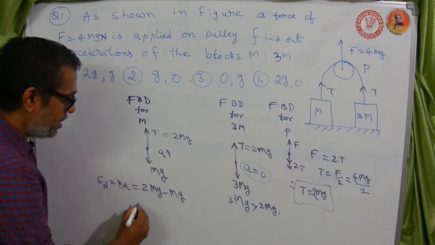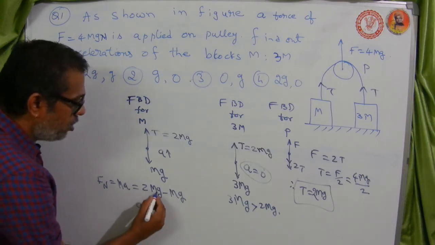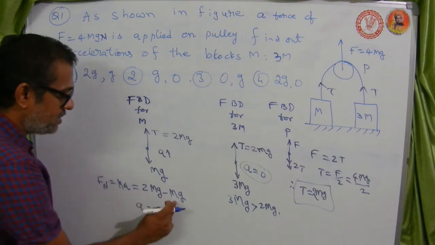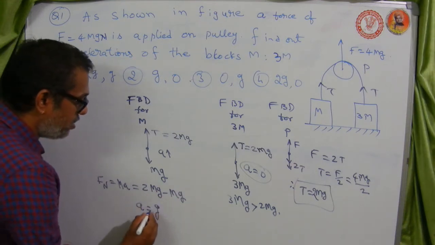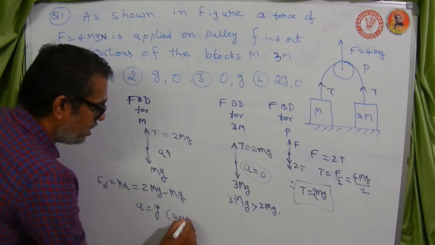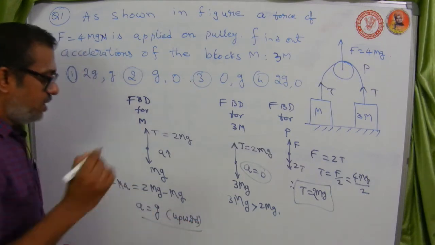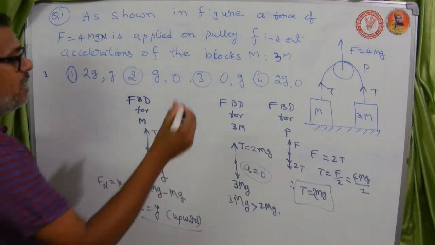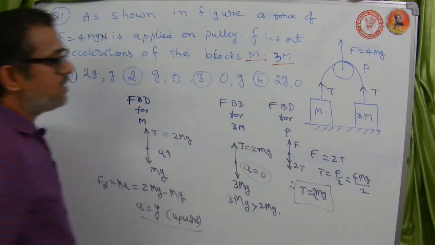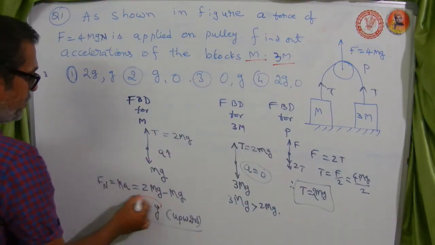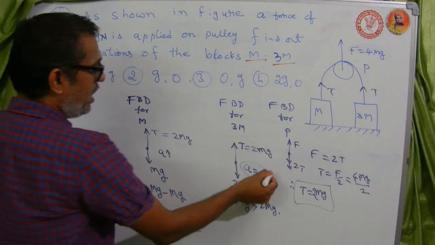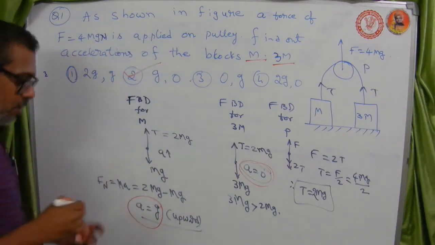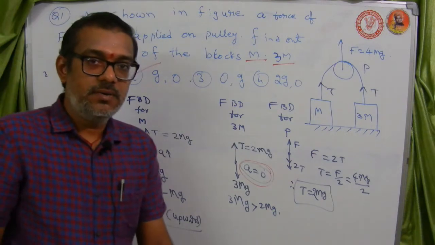Therefore, upon equating them, we get the acceleration: ma = 2mg minus mg, which means ma = mg. The m cancels on both sides. We got the value of a = g, in the upward direction. So in the given problem, the acceleration of small m is g in the upward direction, and the acceleration of the second body, 3m, is 0. Therefore we have to choose the second option as correct for the given question.